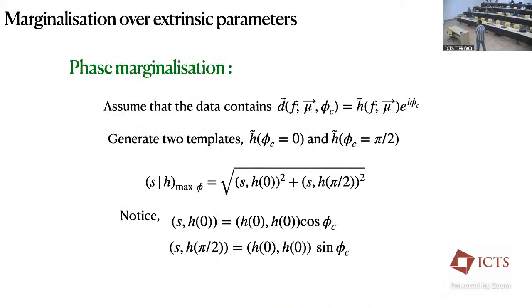If you have an unknown phase, you can calculate your matched filter SNR at phase equal to 0 and phase equal to pi by 2, square them, add them and take a square root. It will be automatically maximized in phi of c, since we are trying to calculate the optimal detection statistics. So it's again an exercise. You should show that given this form of the signal, you can get this analytically. So the parameters Tc and phi c can be taken care of analytically.